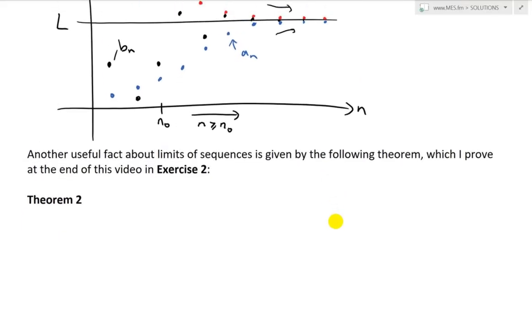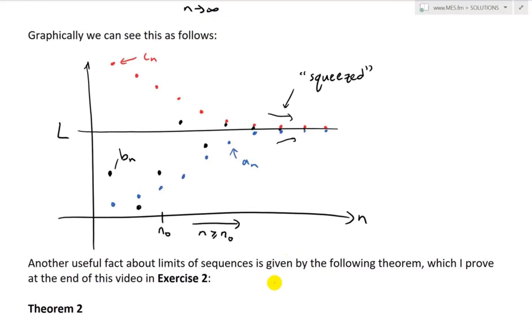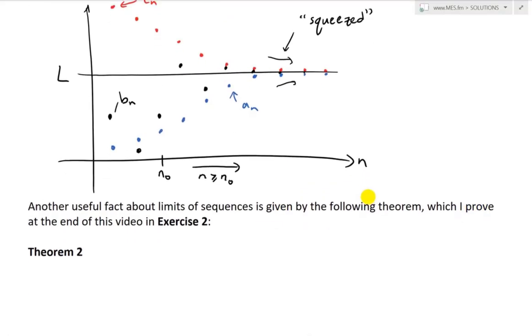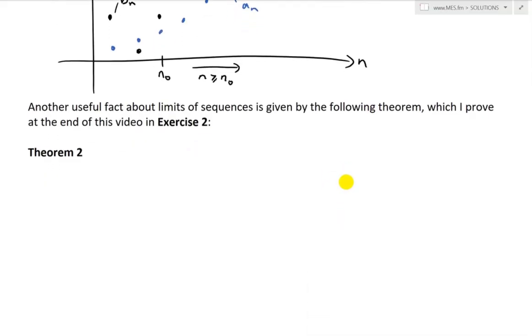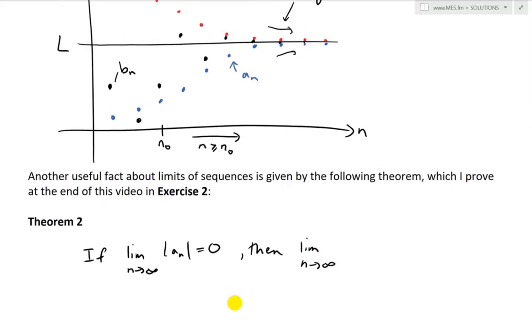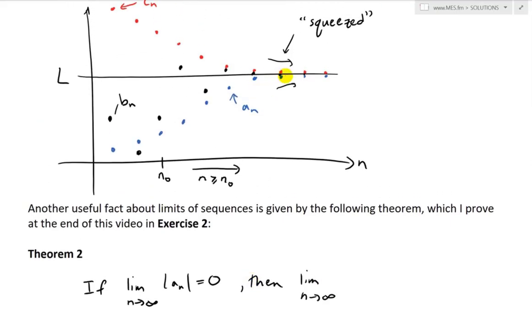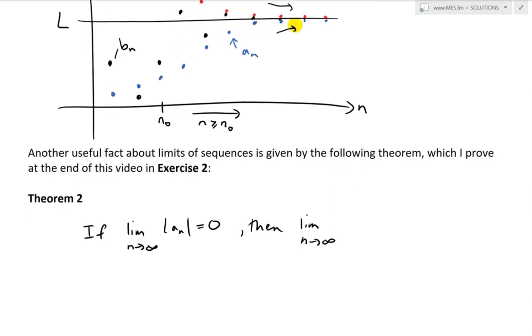Alright, so moving forward now, another useful fact about limits of sequences is given by the following theorem, which I prove at the end of this video in exercise 2. But let's look at this theorem. This is theorem 2. So if the limit as n approaches infinity of a_n equals 0, then the limit of the absolute value of a_n is also equal to 0. Because remember, absolute value all it means is it doesn't matter if it's alternating or not. It can alternate, but it's still going to go to 0.